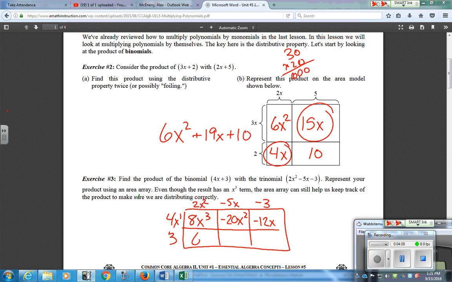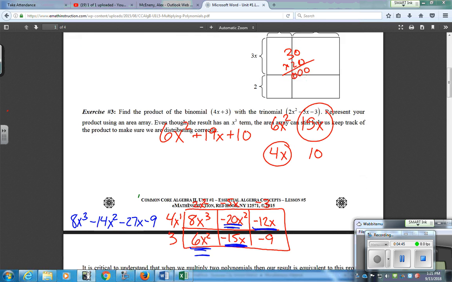And then going through the rest, you would get 6x squared, negative 15x, and then 3 times negative 3 would be negative 9. So you're looking for like terms. In this case, you have negative 15, negative 12, and you have 6x squared and negative 20x squared. So you want to combine those together. So you get 8x to the third minus 14x squared minus 27x minus 9. So this just gives you a way of organizing, which can be very helpful, especially when you're dealing with this many terms.